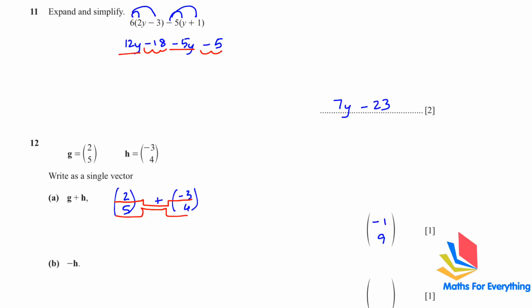Next, we have negative h. Our h is (negative 3, 4), and we want negative h. Think of it that this is like negative 1. So negative 1 multiplied by negative 3 will be positive 3. And negative 1 multiplied by 4 will be negative 4.